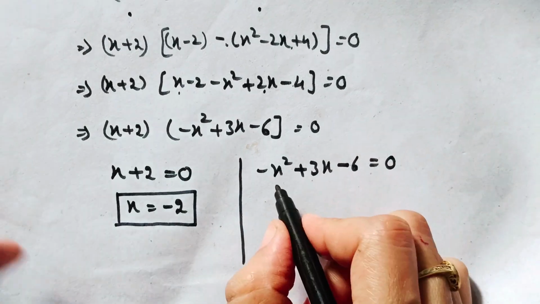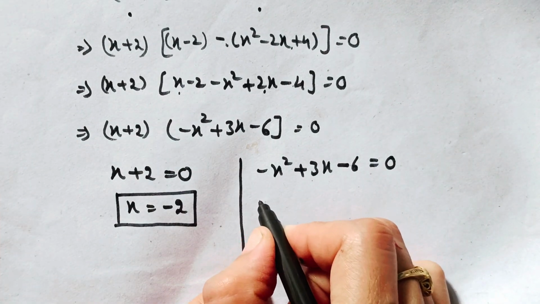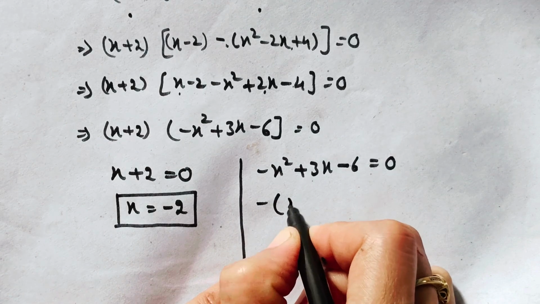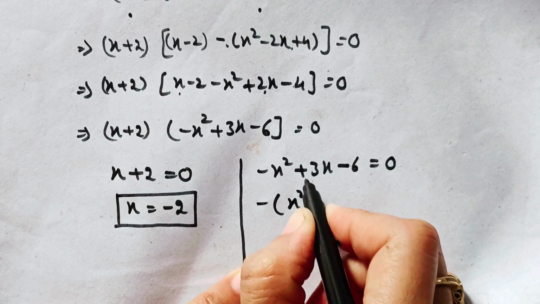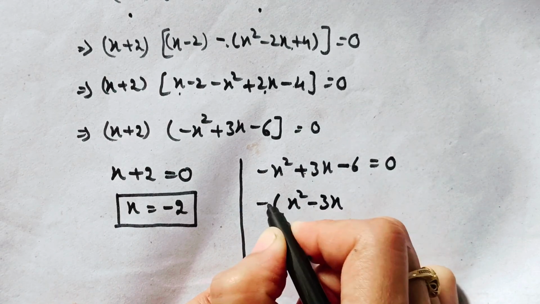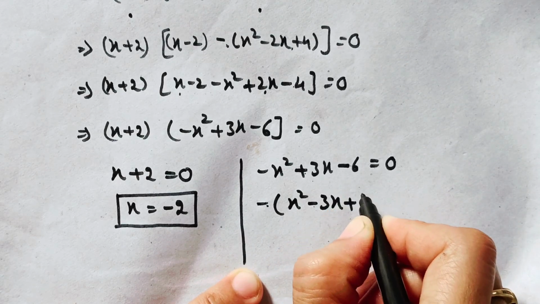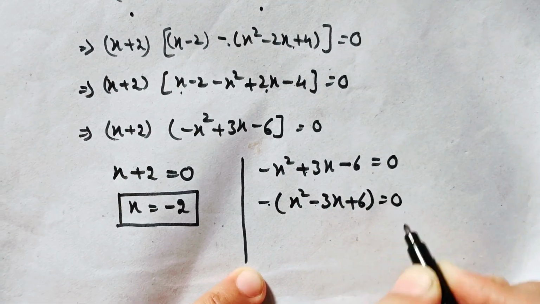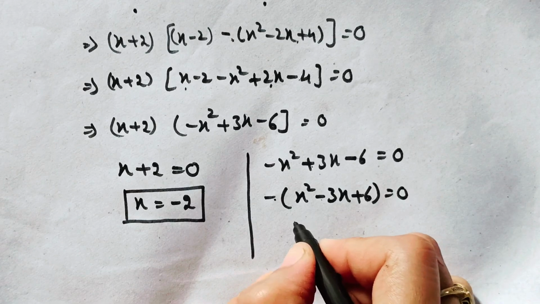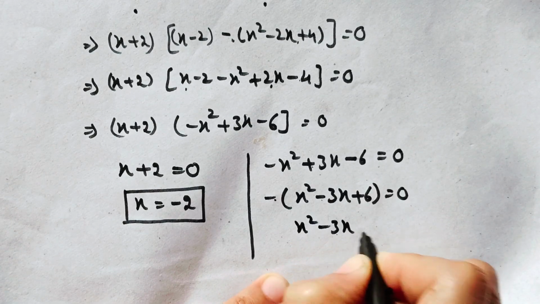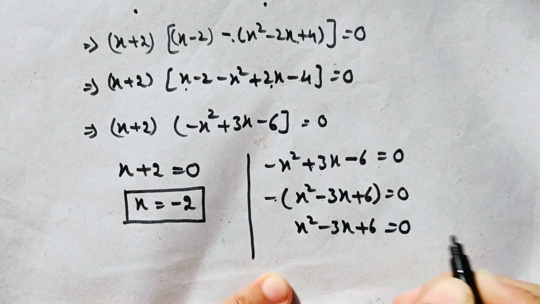Here I'm taking the minus sign as common, so x square, minus of minus is plus 3x, minus of plus is minus 6, equal to 0. So we'll get x square minus 3x plus 6 equal to 0.